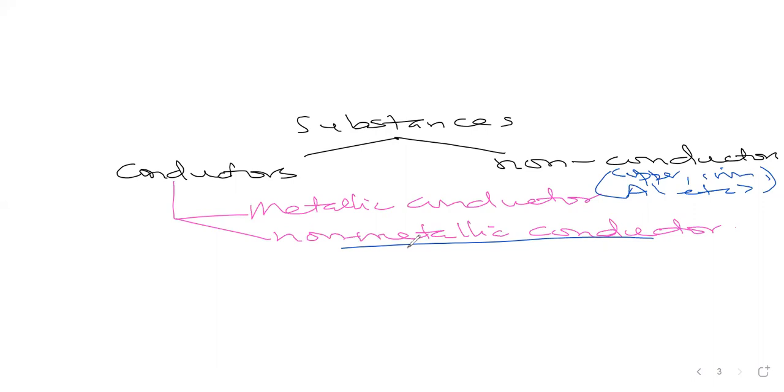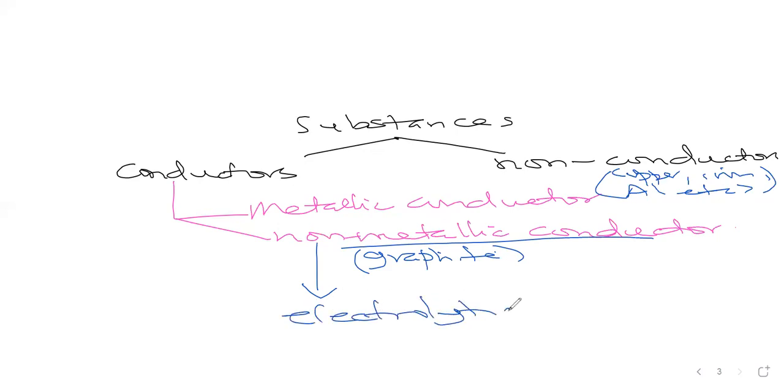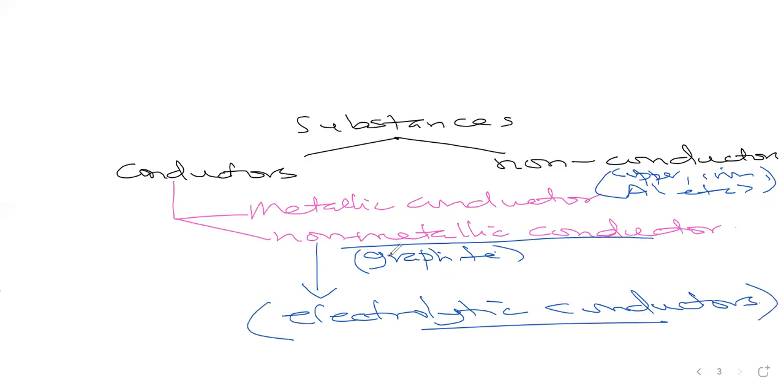So for non-metallic conductors, we can have an example of graphite. It's a non-metallic conductor, but most of them, apart from graphite, have another name we generally give them. That name is what we call electrolytic conductors. Let's keep electrolytic conductors for a later case. For now, let me go ahead to elaborate about the metallic conductors.